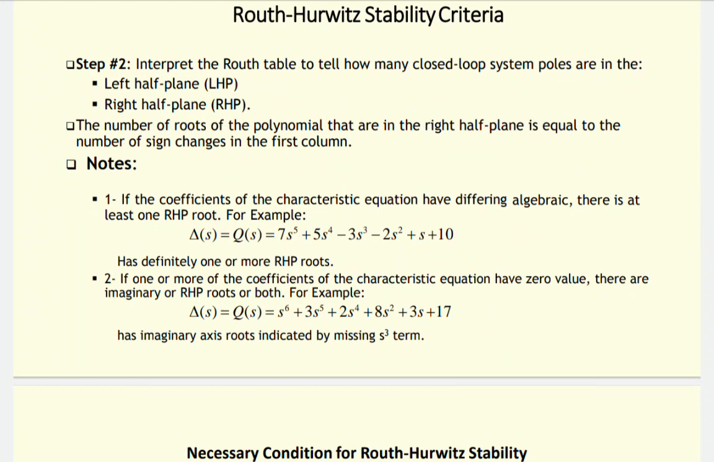Similarly, if one or more of the coefficients of the characteristic equation have 0 value, there are imaginary or right half plane roots or both. For example, if the characteristic polynomial is delta of s equal to q of s equal to s to the power 6 plus 3s to the power 5 plus 2s to the power 4 plus 8s square plus 3s plus 17. In this scenario, all the powers of s are available except s cube. That means the coefficient is 0. We have to introduce the 0 coefficient for s cube, because the s cube element is missing. On that occasion we can say there are imaginary axis roots indicating the missing term.